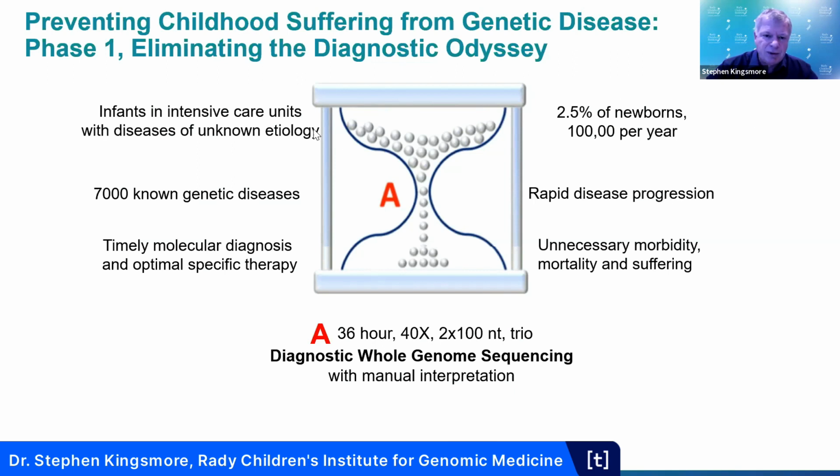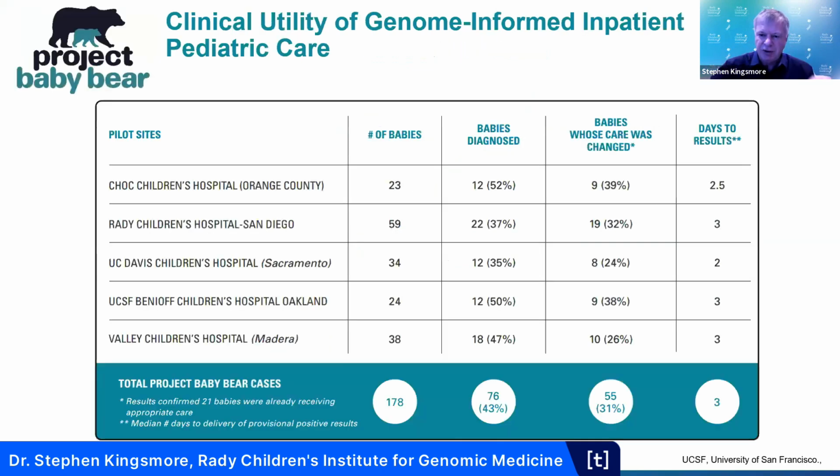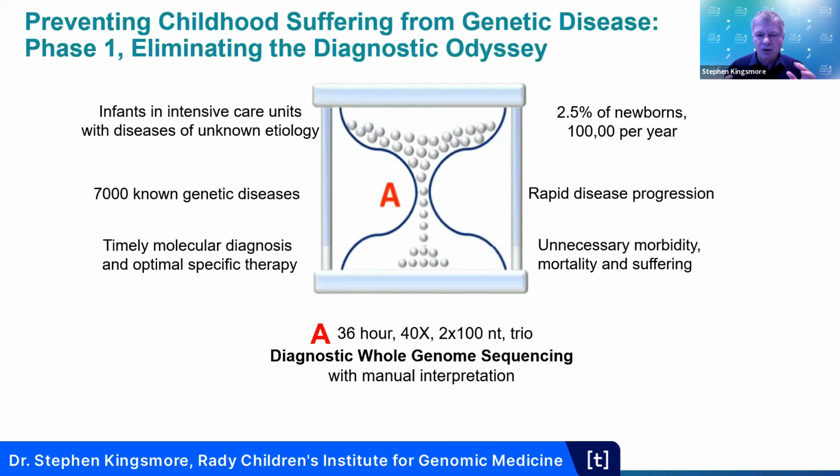So the problem, succinctly put, is that infants, if they become ill, are admitted to intensive care units, neonatal or pediatric intensive care units. We're talking about 100,000 newborns per year in the United States, or about 2.5% of newborns. About half of those babies and infants, when they're admitted, we don't know the reason for their illness. We don't know the underpinning etiology.